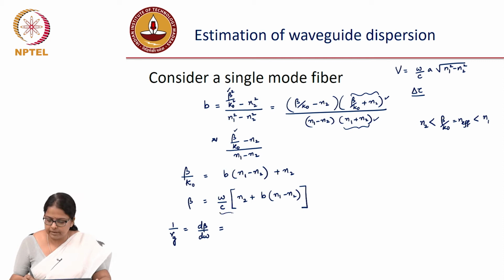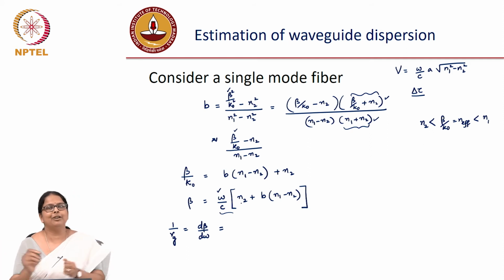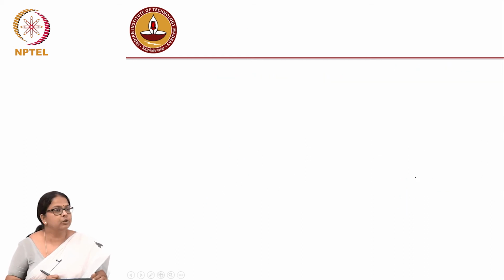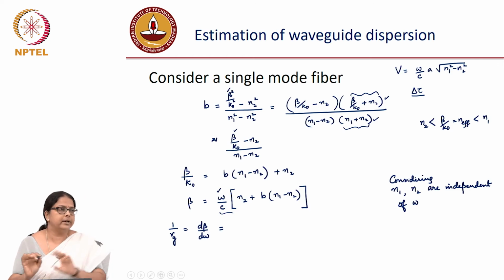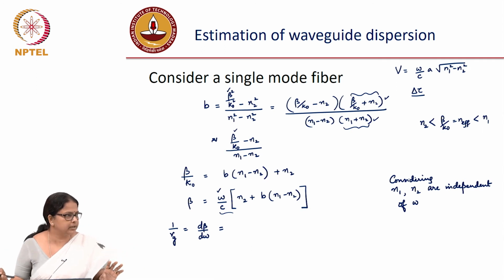So, there is a first term here, omega by c is of course dependent on omega. Is n2 dependent on omega? In principle, yes, material dispersion says that n2 is a function of omega, but right now we are not talking about material dispersion, we are talking about waveguide dispersion. So, here I am going to say that n1, n2 are independent of omega, considering n1, n2 as independent of omega. Because I have already considered the dependence of n1 n2 on omega in my material dispersion, I do not have to do it in the waveguide dispersion, right. So, I am going to consider n1 and n2 as constants.